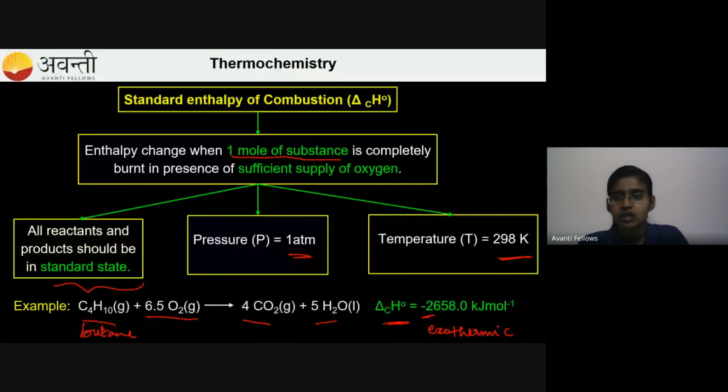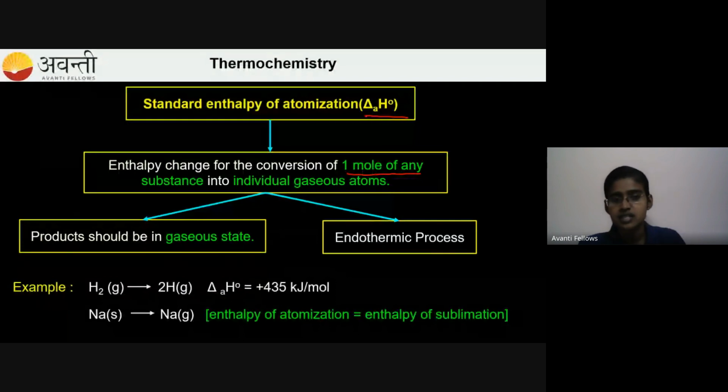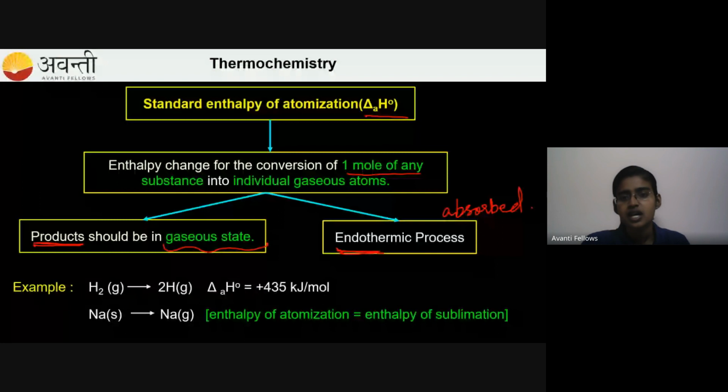Now the next term is standard enthalpy of atomization, delta HA naught. What is it? Enthalpy change for the conversion of 1 mole of any substance into gaseous atoms. 1 mole of the substance to gaseous atoms. Only the product should be in gaseous state for this. And here the process is endothermic. Endo means the heat energy is absorbed.